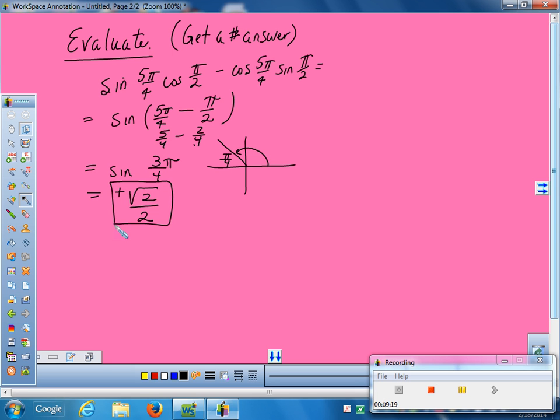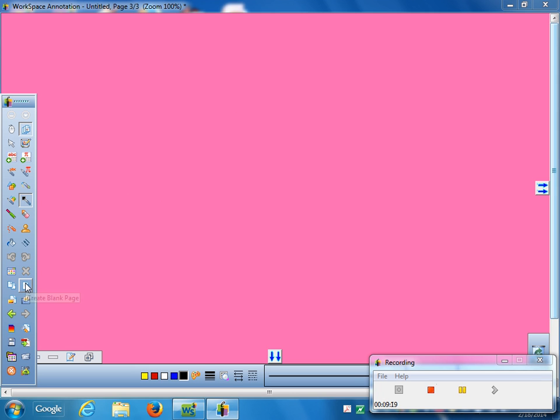Okay, so was that incredibly difficult? So you're ready for the really fun ones. I love these. This is more evaluating. It's going to say find cosine of A plus B or sine of A minus B, whatever. In this case, we're doing cosine of A plus B.